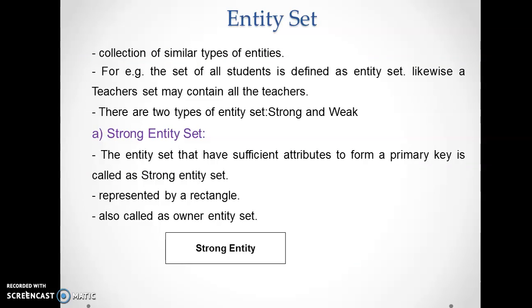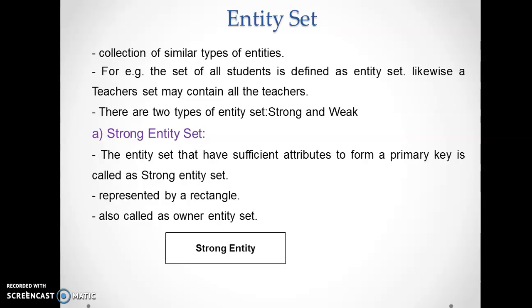The next topic is entity set. Entity set means it is a collection or group of entities. For example, a set of students is an entity set. A set of teachers is an entity set. There are basically two types of entity set, strong and weak.